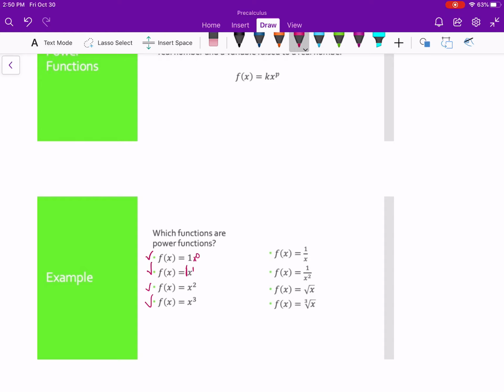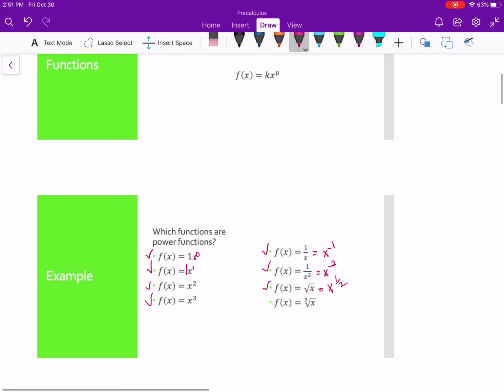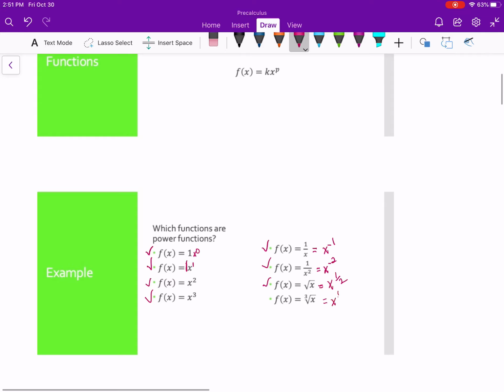Looking here, 1 over x, if we use our rules of exponents, that's the same thing as x to the negative 1. So that one works because negative 1's a real number. Same thing with this one, it'd be x to the negative 2. That's a real number, that's fine. And then our radical ones. Remember, the square root of x, another property of exponents, is the same thing as x to the 1/2. Well, 1/2 is a real number, so this one works. This one would be x to the 1/3, which also works. So these are all examples of power functions.